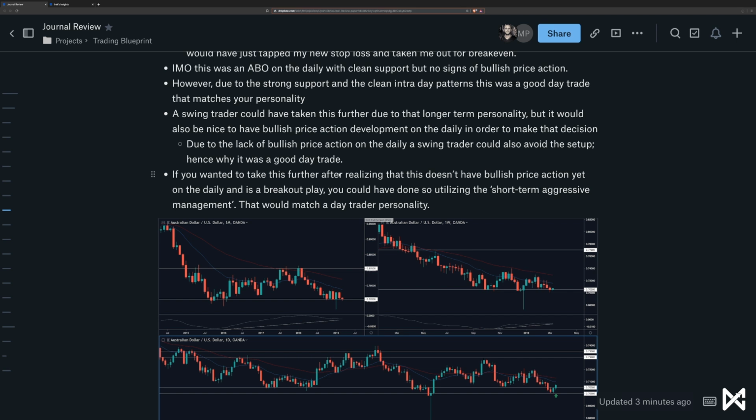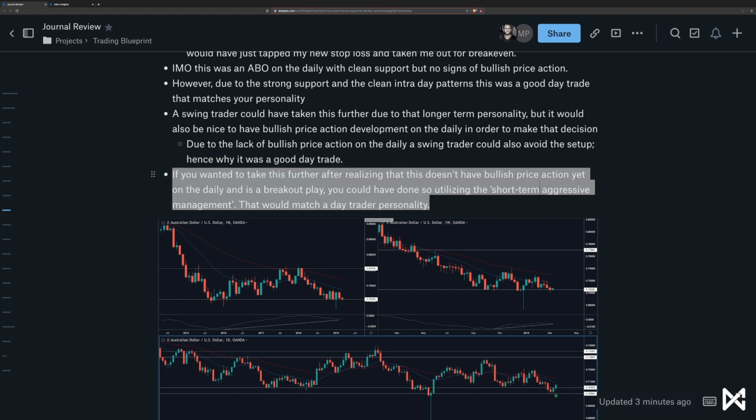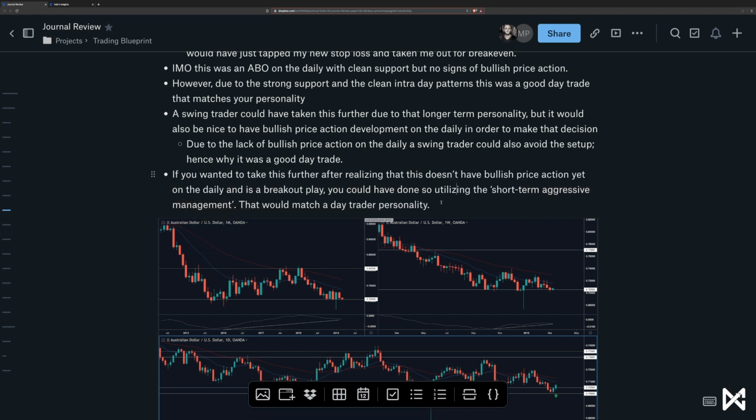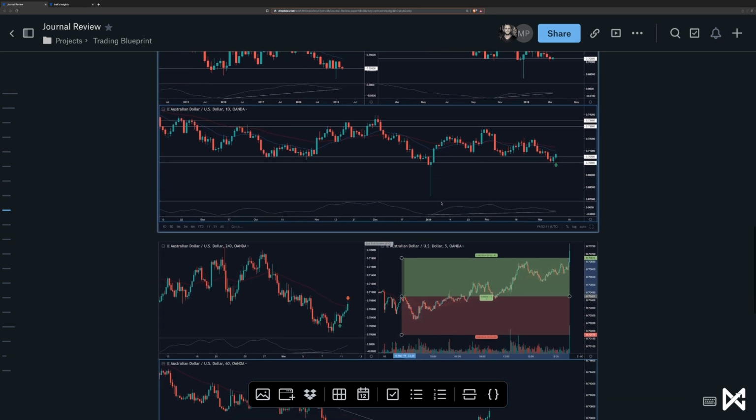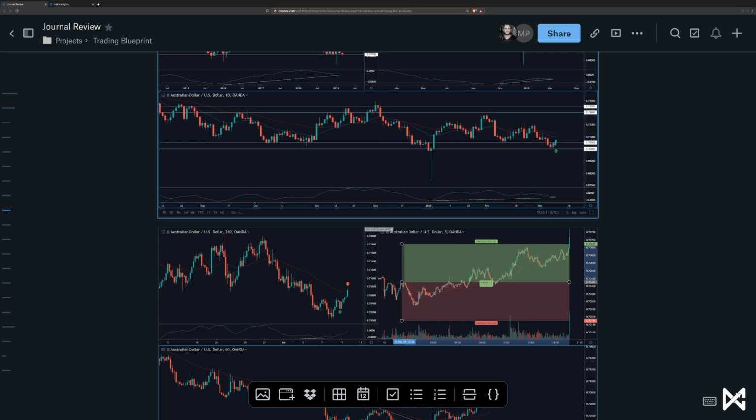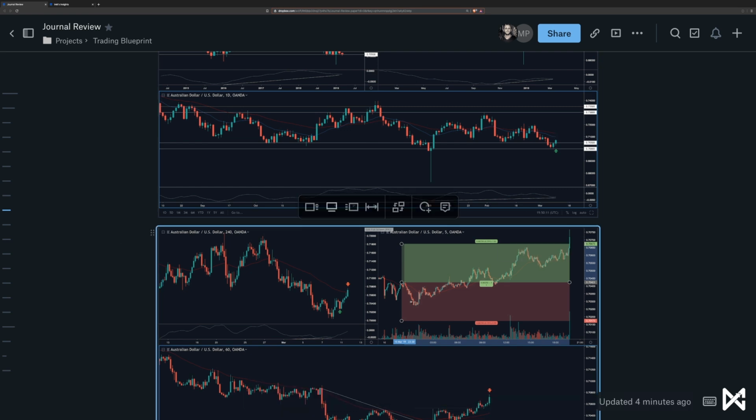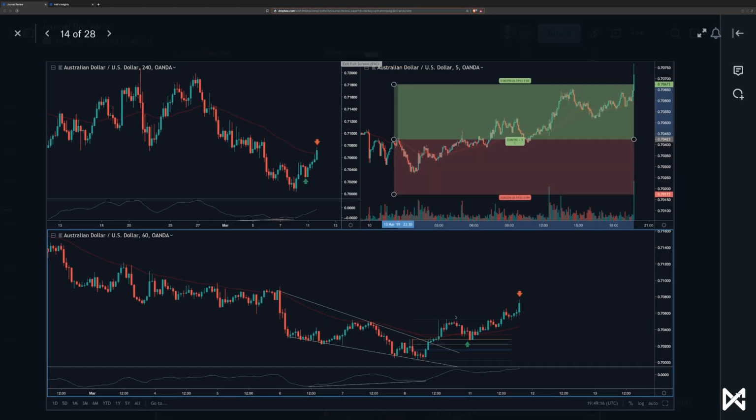So if you wanted to take this further after realizing that this doesn't have bullish price action yet on the daily, and as a breakout play, you could have done so utilizing the short-term aggressive management. That would match the day trader personality, period. Short-term aggressive management, right? So if this trader wanted to push it further, what they could have done is draw out their Fibonacci extension on a 1-hour chart. And this is an IBO. It's an inverse head and shoulder pattern on a 4-hour chart, and an inverse head and shoulder pattern on a 1-hour. It is a good IBO, right?